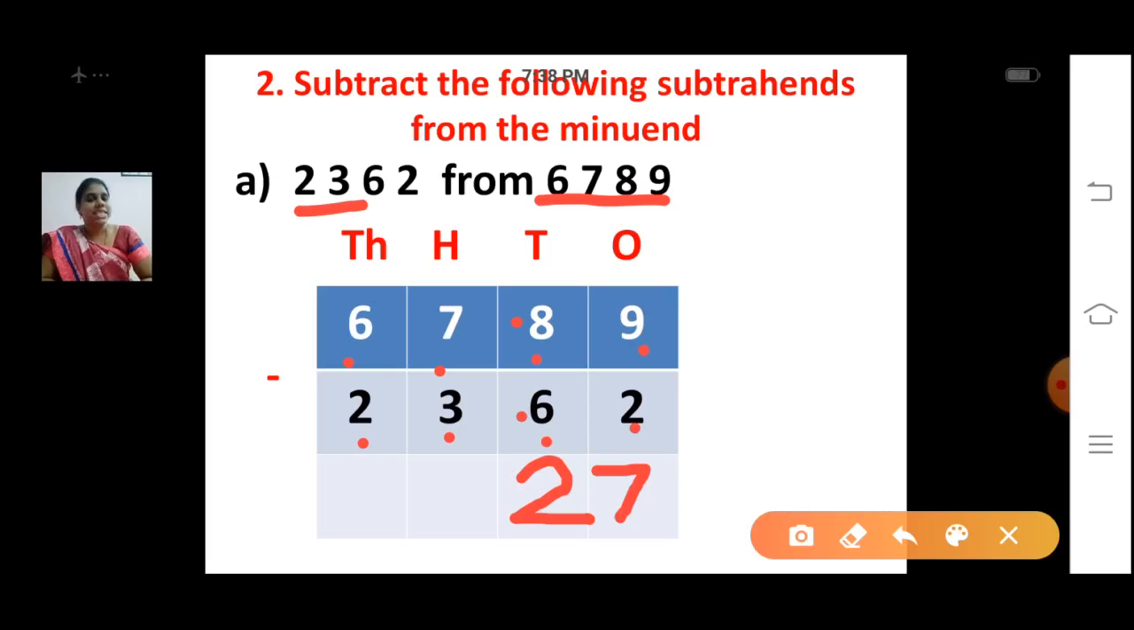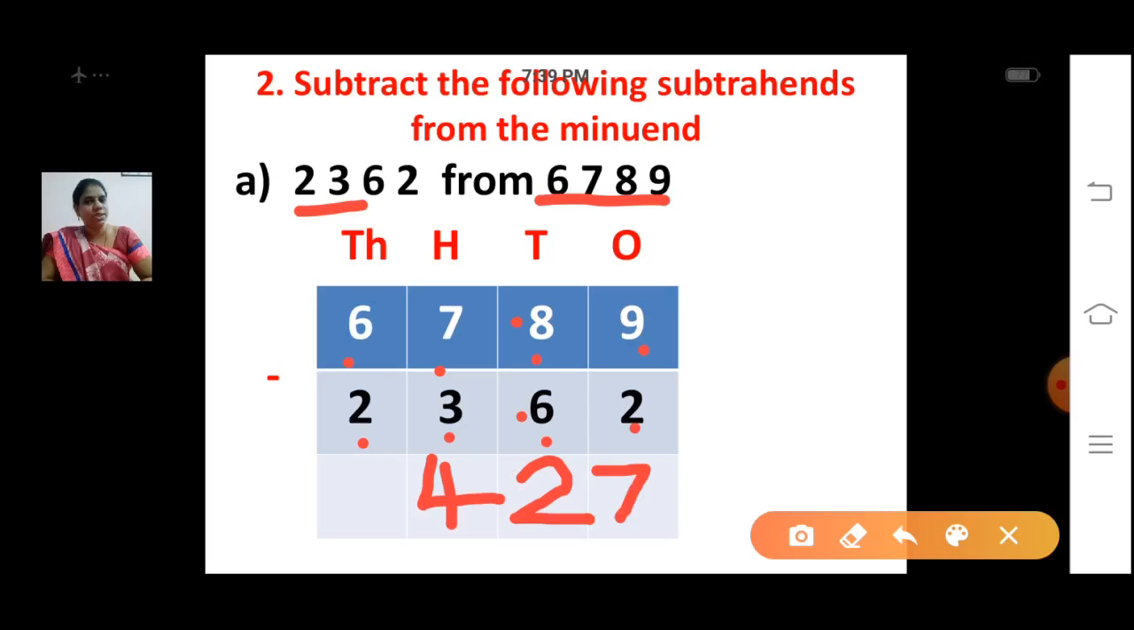Hundreds place. 700 minus 300. We are going to subtract 700 minus 300. Start from number 3. Count forward till you reach 7. After 3, 4, 5, 6, 7. So 7 minus 3 is 4 hundreds. 700 minus 300 is 400.